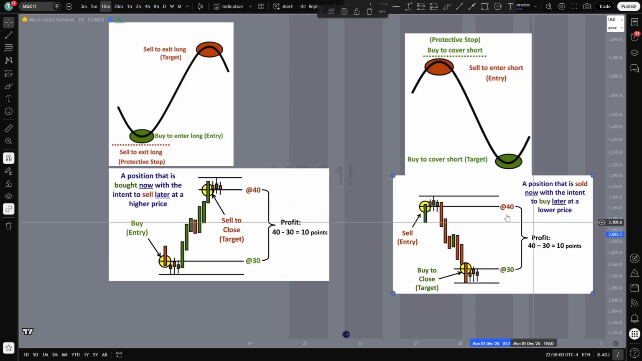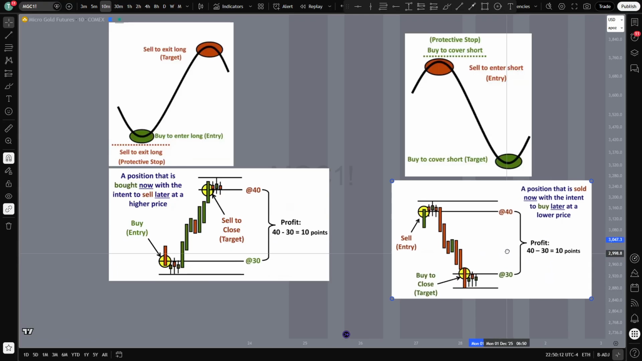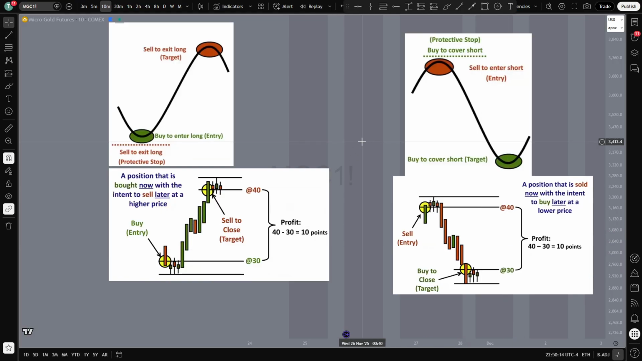And here you sold, let's say price was at $40, and then you opened a short position. As it goes down and gets to $30, you made 10 points on that. It all depends. For example, let's say you have 100 shares and you made $10 profit per share, so that's 100 times 10, which is 1,000. I was about to say 10,000.